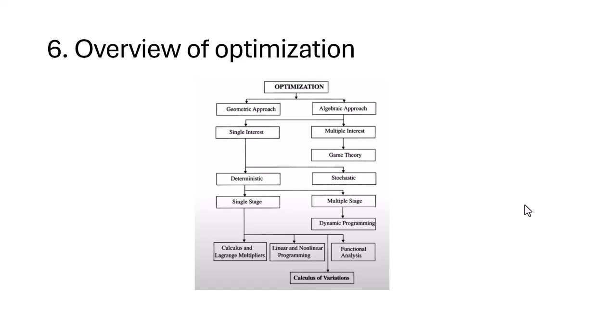So there is geometric approach and algebraic approach. So for a single stage deterministic algebraic approach optimization problem, we're gonna use calculus and Lagrange multipliers, linear and nonlinear programming, calculus of variations, and functional analysis. And for multiple stage, the tool that needs to be used is dynamic programming.